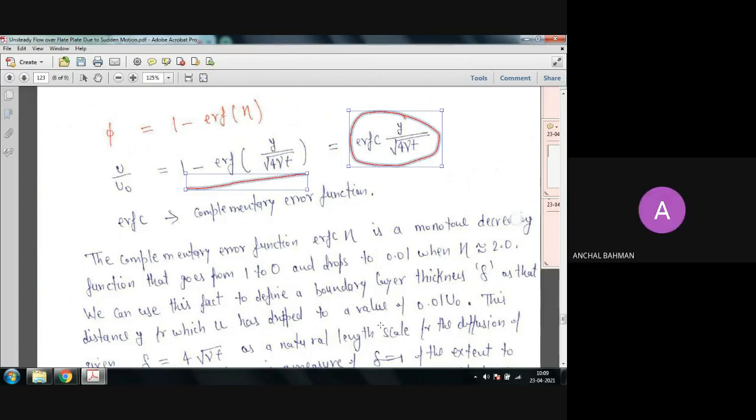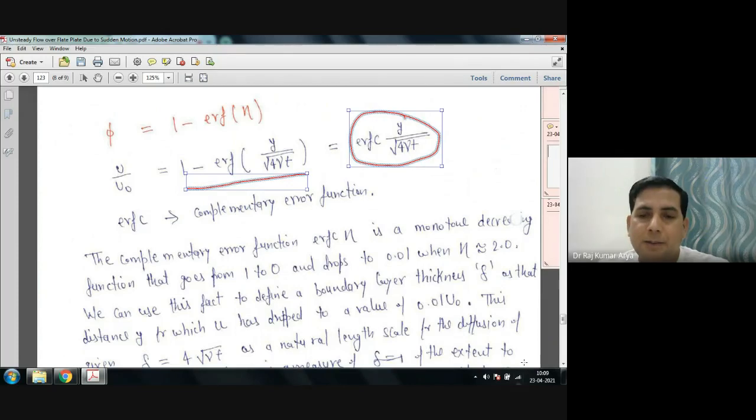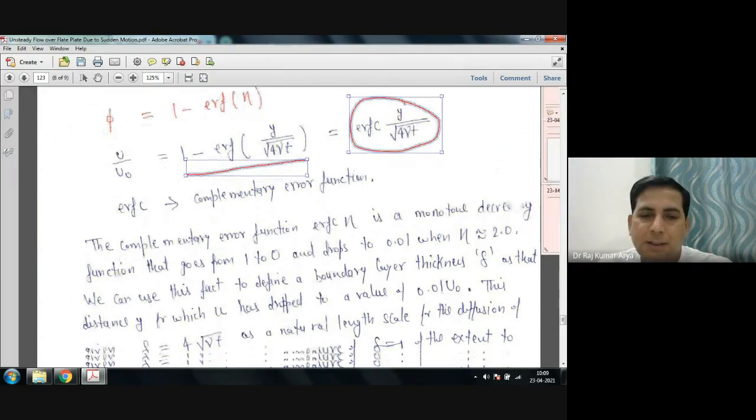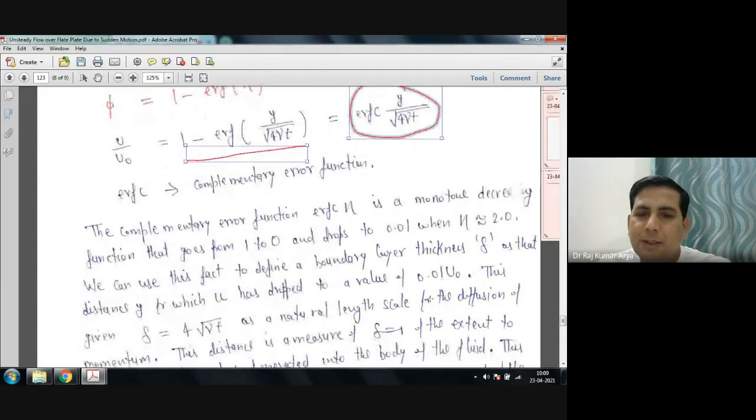Yes, sir. So if you calculate the difference between u naught minus 0.01 of u naught, what would that be? 0.99 only. Yes, sir. Correct. Now from here you can calculate that delta. You have considered that delta, which was your film thickness, is 4 nu t, right? That was your non-dimensional thickness, which was eta something.